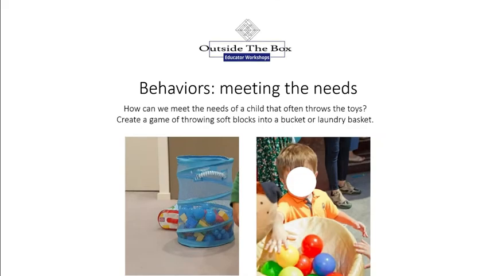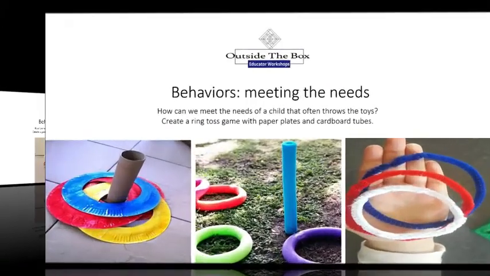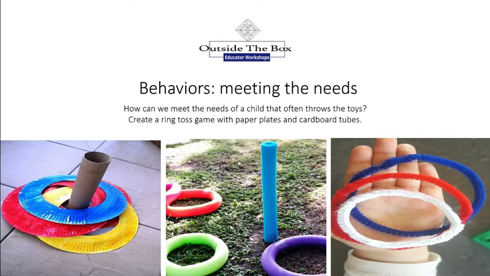Rather than refusing to place the loose parts in your environment, remember to be intentional. Meet the needs of the children. Introduce something Johnny is welcome to throw. Your intention will now become offering loose parts with the intention to throw. Create a game of throwing soft blocks into a bucket or laundry basket. Create a ring toss game with paper plates and cardboard tubes.